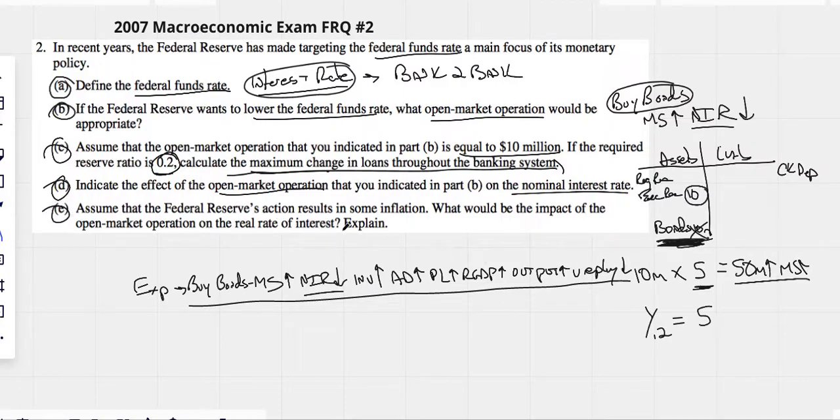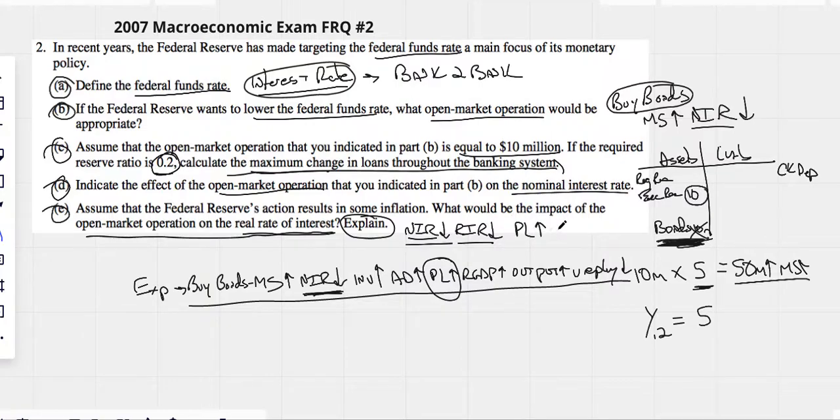Assume that the Federal Reserve actions result in some inflation. Well, yes, it does. Price level goes up. What would be the impact of the open market operation on the real rate of interest? Okay, there's a couple of ways to tackle this. First of all, when we're talking about the real interest rate, there are usually two things we always want to talk about. One is what the nominal rate does, because we know the nominal and the real tend to go in the same direction almost 99% of the time. In this instance, our nominal is going down, so we can assume our real is going down. We also know that the price level is going up. That's going to drive our real interest rate down.